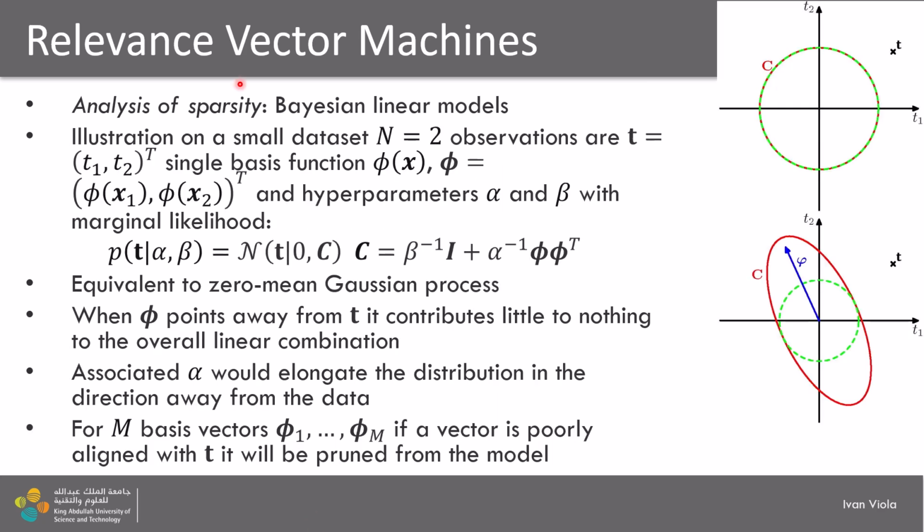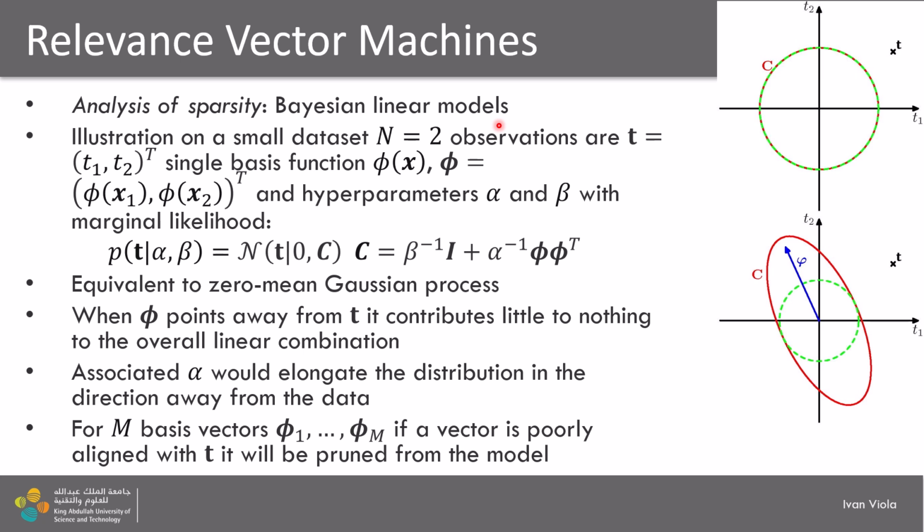We understand the concept of relevance vector machines and how we in principle can calculate the vector alpha. We will delve more deeply into the analysis of sparsity of these Bayesian linear models. And at the end, we will also devise a new way of calculating the alphas, which is much more efficient than the previously introduced method.